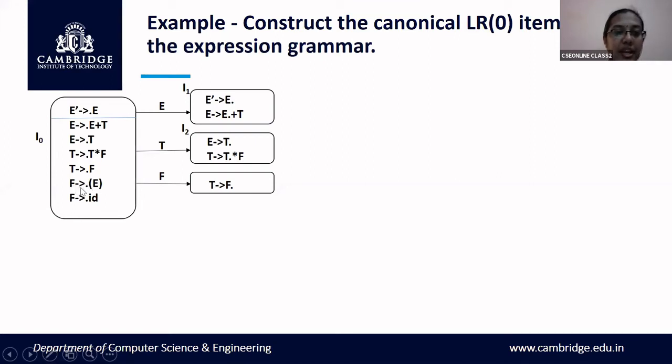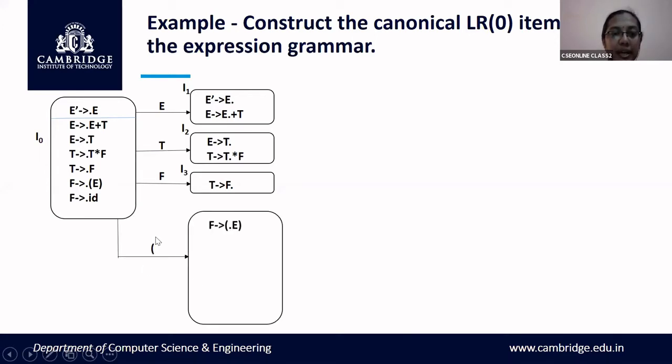Next production is F derives dot open parenthesis. On open parenthesis, can you move the dot one position towards the right hand side? Yes, you can move. So when you move, what happens? When you take a transition from I0 to the new state on open parenthesis, dot moves one position to the right hand side of parenthesis. Okay, dot moves here. But what is dot followed by? Dot is followed by E. What is E? E is a variable. So if it is a variable, you have to take the closure of that variable. So when you take closure, you will be adding all the productions of E.